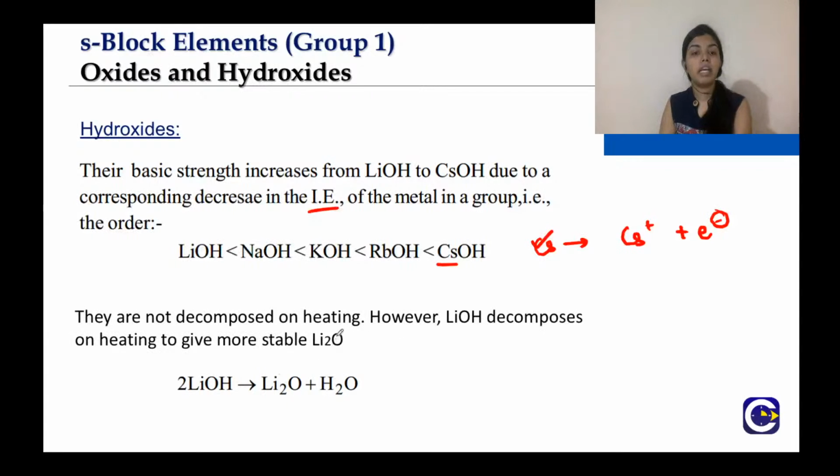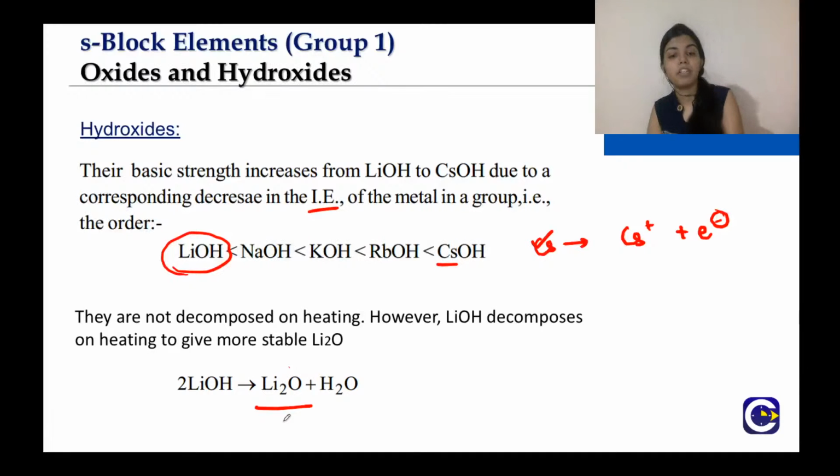Now they are not decomposed on heating, but lithium hydroxide forms the more stable Li2O. If you compare the thermal stability of LiOH and Li2O, you will find that lithium oxide is more stable than lithium hydroxide. So basically lithium hydroxide decomposes on heating to give the more stable lithium oxide.